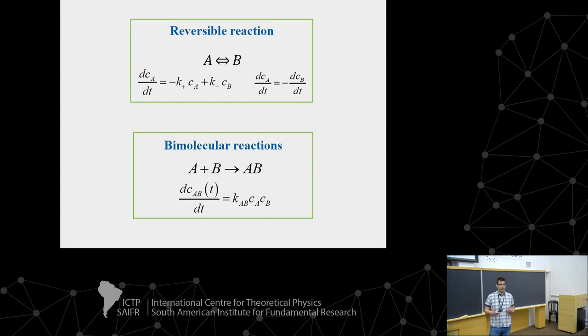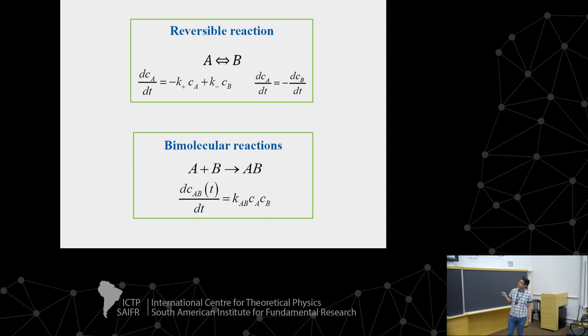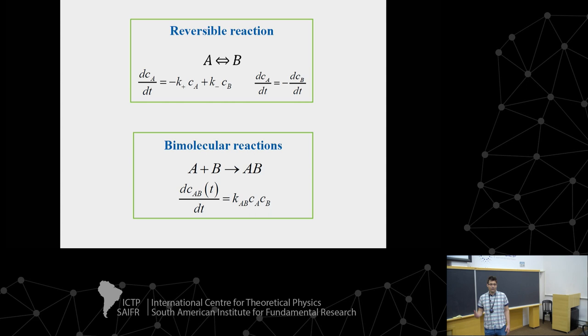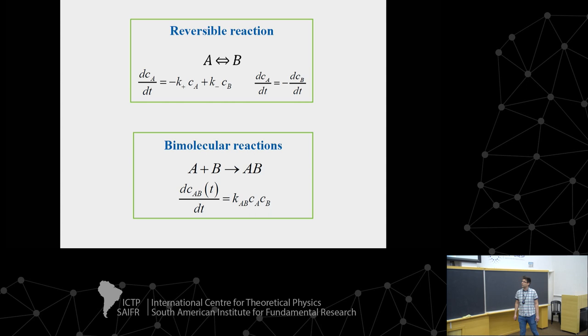And here, of course, the conservation law is that the concentration of A plus the concentration of B has to be constant. Because A goes to B and B goes back to A, the concentration of A plus B has to be constant. Again, here it looks trivial, but there are less trivial and more useful conservation laws which you can use when you're working on your system.